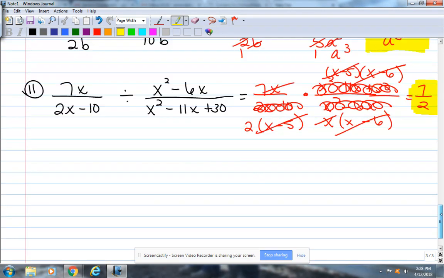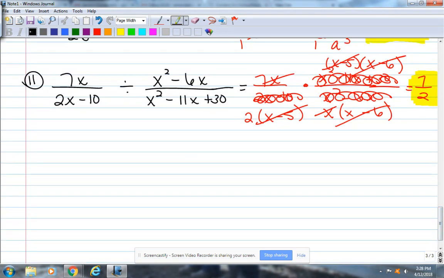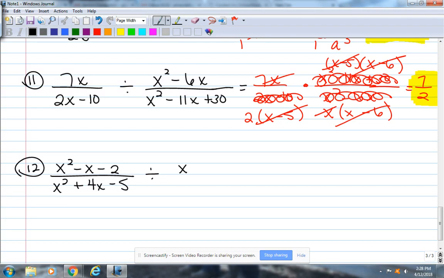Let's do one more together. This will be our last one before we do our homework. Let me give us a little more space. So x squared minus x minus 2 over x squared plus 4x minus 5, divided by x over 5x. Now what do I do first when I divide 2 fractions?